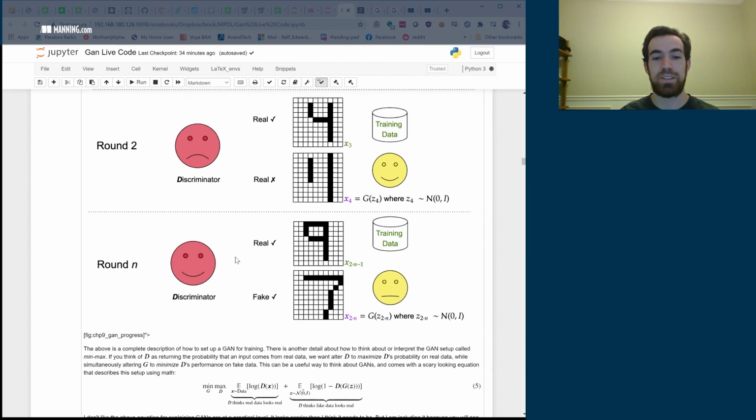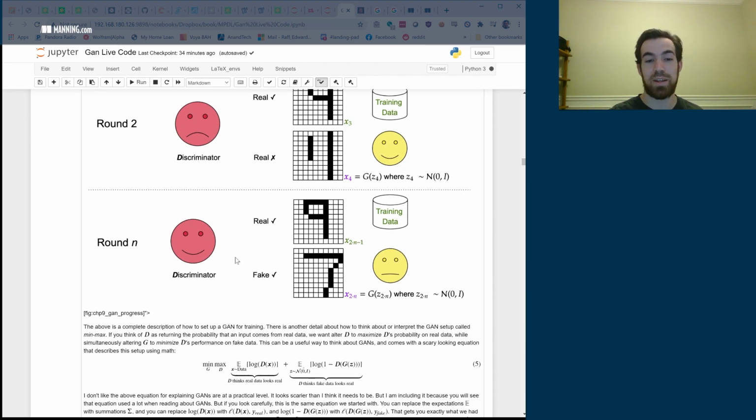And eventually, as we do this many, many times, we hopefully get to the point where the discriminator is probably still winning, just because the discriminator has an easier job. But the generator is hopefully starting to learn to produce some really realistic looking outputs. So that at a high level is what a GAN is doing. It's these two subnetworks going back and forth and playing this game.